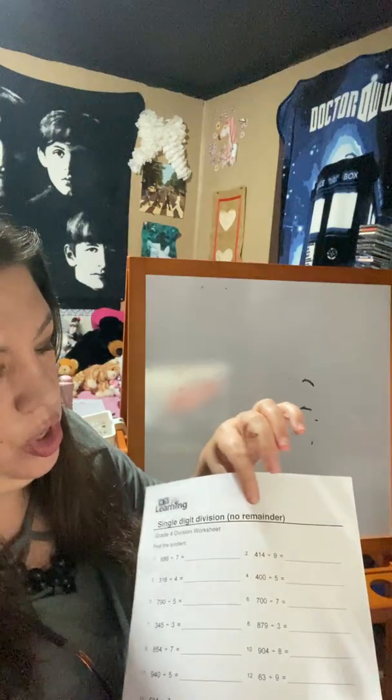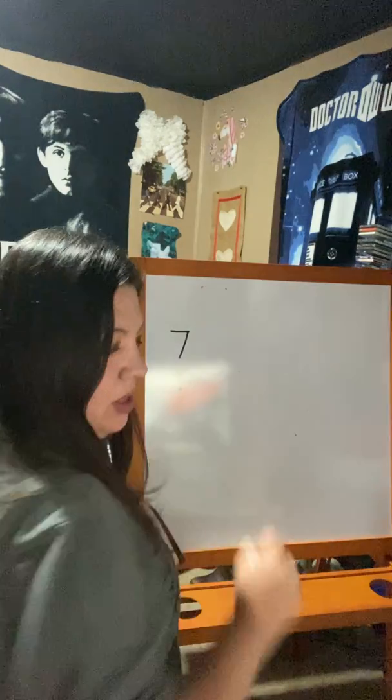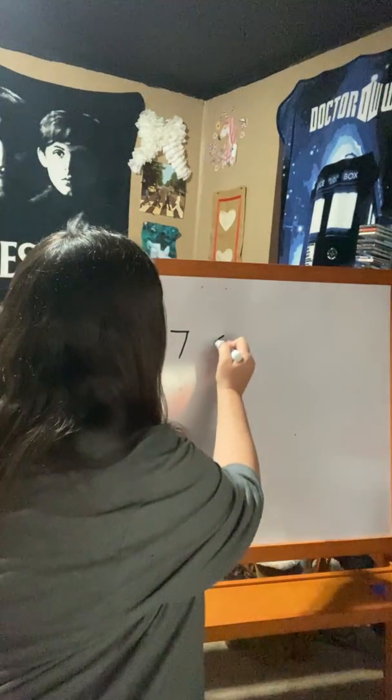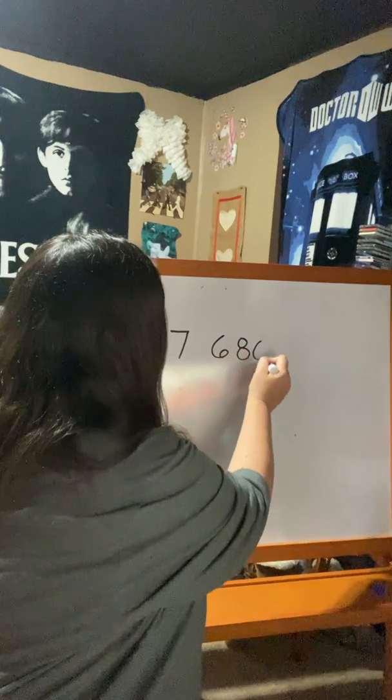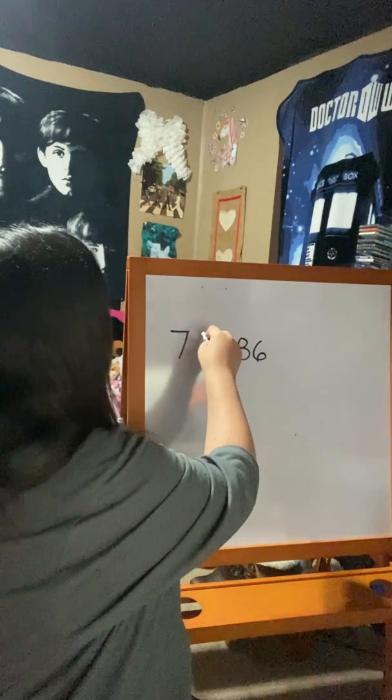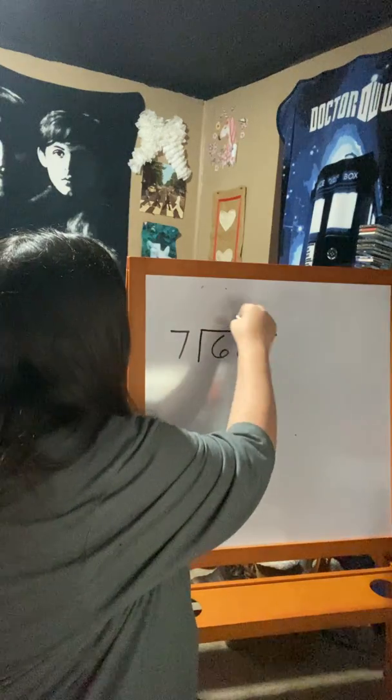This next sheet gives you a hint in the title. It says single digit division with no remainder. So we're finding the quotient. That means the answer. Our divisor for the first one is 7. Our dividend is 686. And we're finding the quotient. That is this number up here.